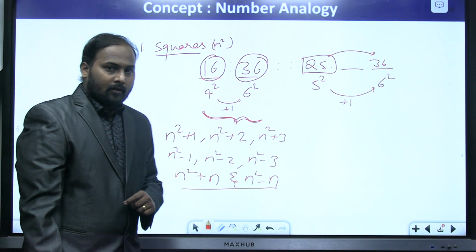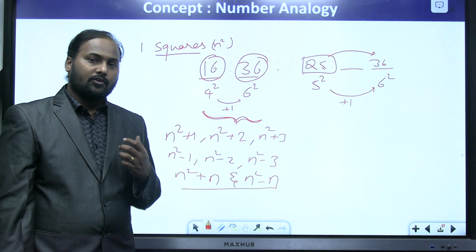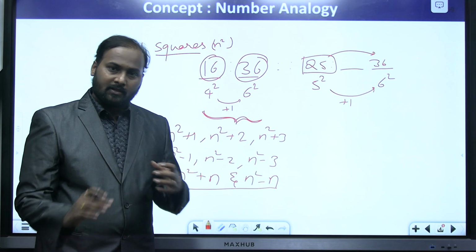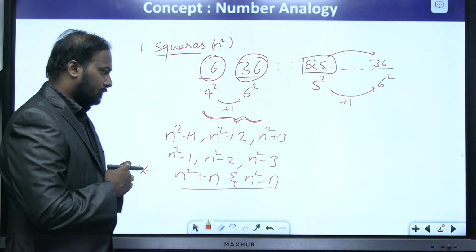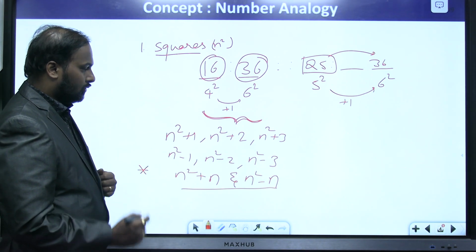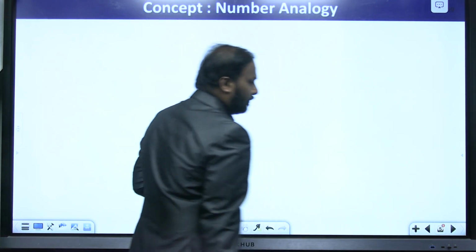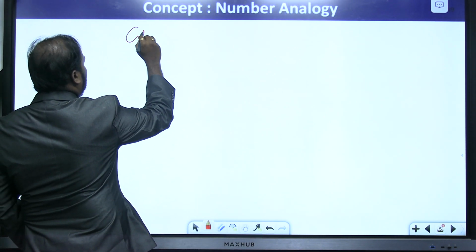Not only this, questions can also be expected with squares and additions, squares and multiplications, squares and divisions. That means combination type questions are also possible. Okay, so this is with respect to squares. The next type you can expect is with respect to cubes.